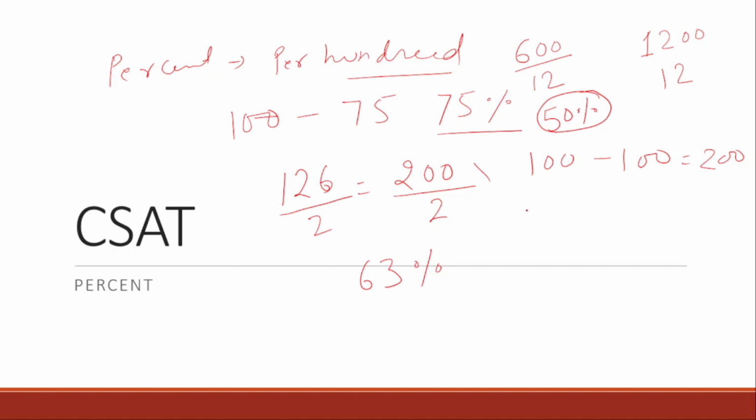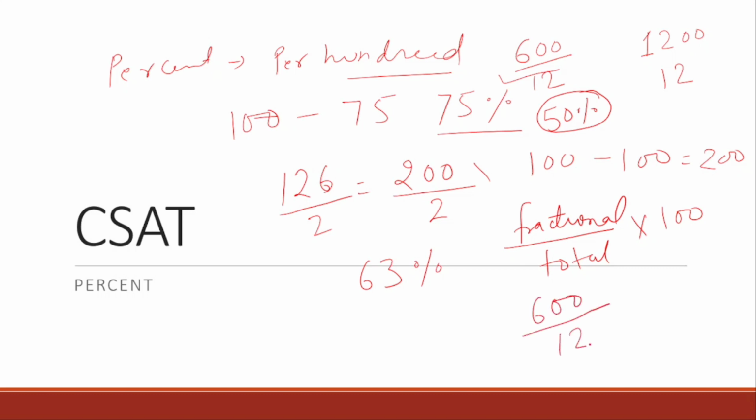And the formula for this is fractional value divided by total multiplied by 100. For example, take this one only, 600 out of 1200. So the fractional value is 600. The total value was 1200, multiplied by 100. This will cancel. So 100 by 2 is equal to 50%. Hope this makes sense now.